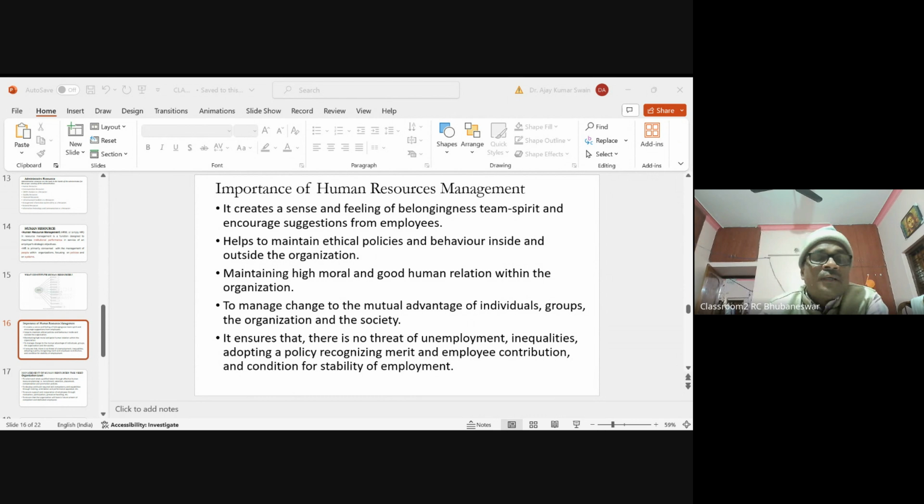Second one is, it helps to maintain ethical policies and behaviors inside the organization and outside the organization. That is, in my school, if any teacher or employee commits a mistake, it is my duty to suggest to him or her not to do it again, but it should not be disclosed outside of the school.